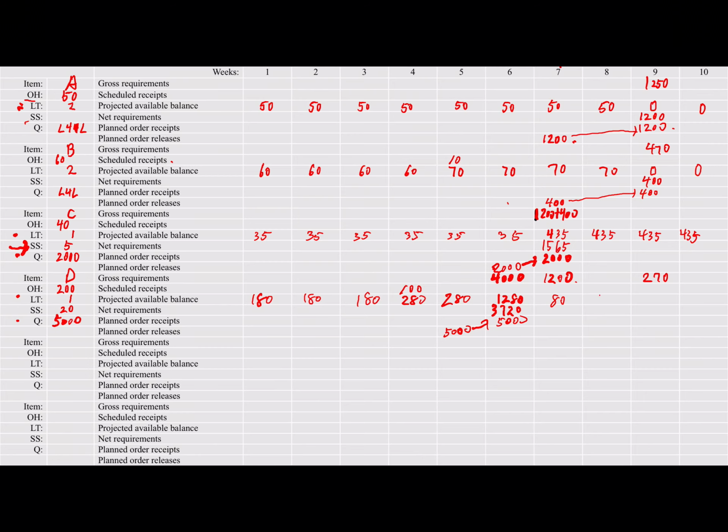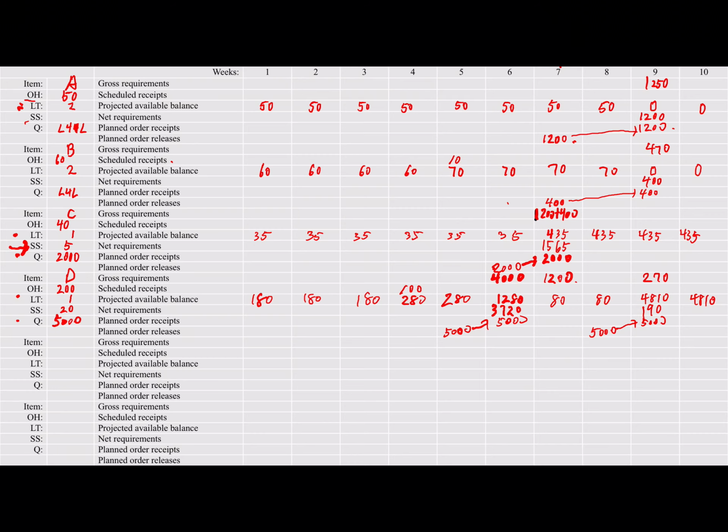All right, and then same thing. Because there's no requirement for week 8, I just carry the same amount to week 8. Then week 9, because we are short of 190, I need to order 5,000 here. 5,000 is going to arrive, and then minus this 190, we got 4,810. Right? No requirements here.